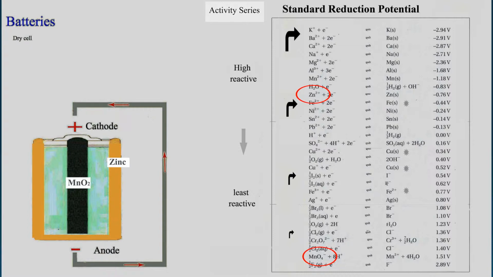And with these two combined, we try to make a maximum distance, because the bigger the distance, the stronger the flow of electrons. So zinc and MnO2 give quite a good flow of electrons.